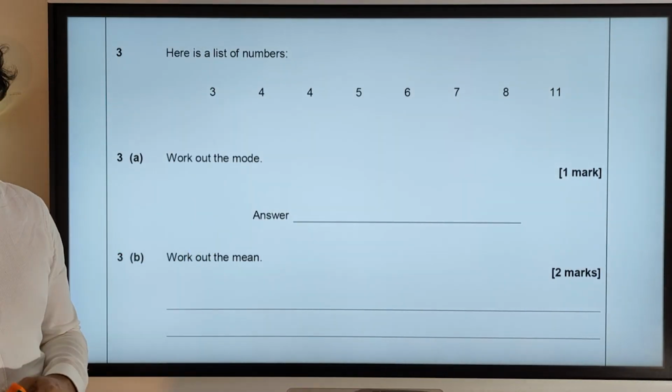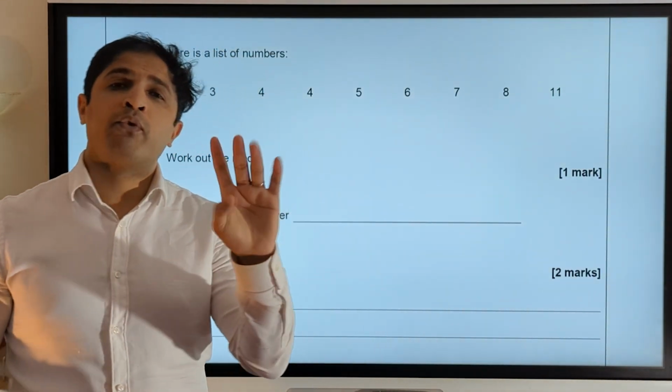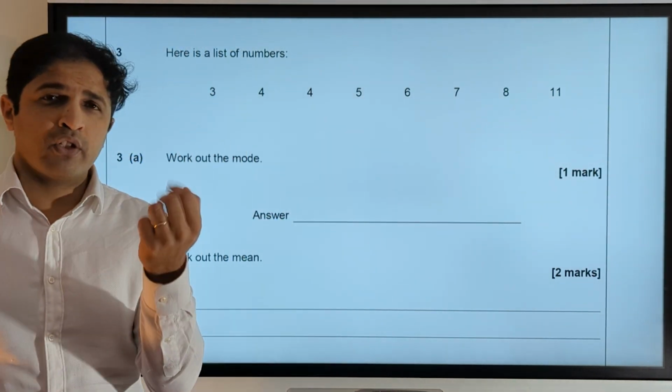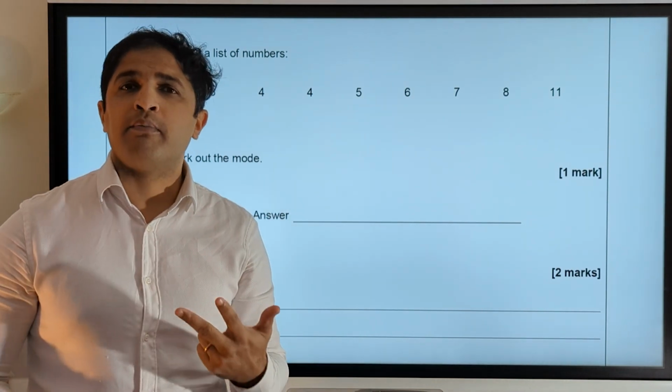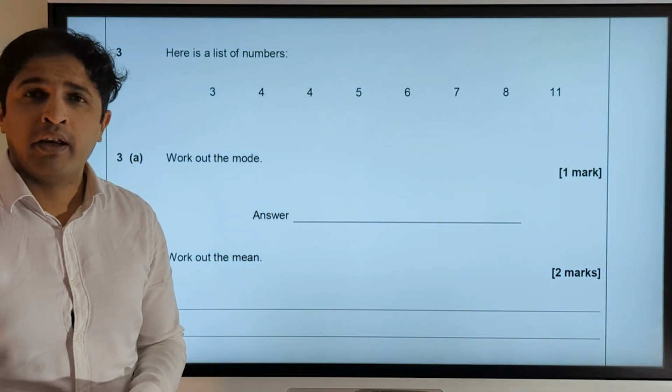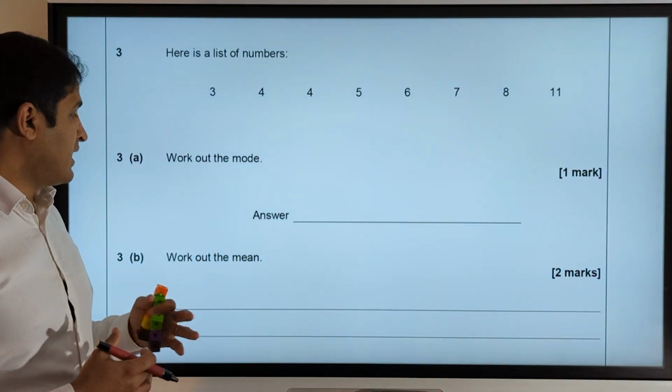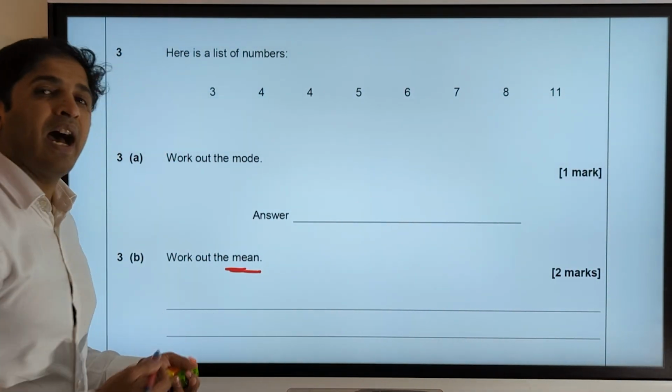Work out the mode. Now on averages, you have 3 different things when you're looking at it. There are 3 averages: mode, median, and the mean. Mode is the most common, median is the middle number when you order them, and the mean is when you add them all up and divide by how many there are.